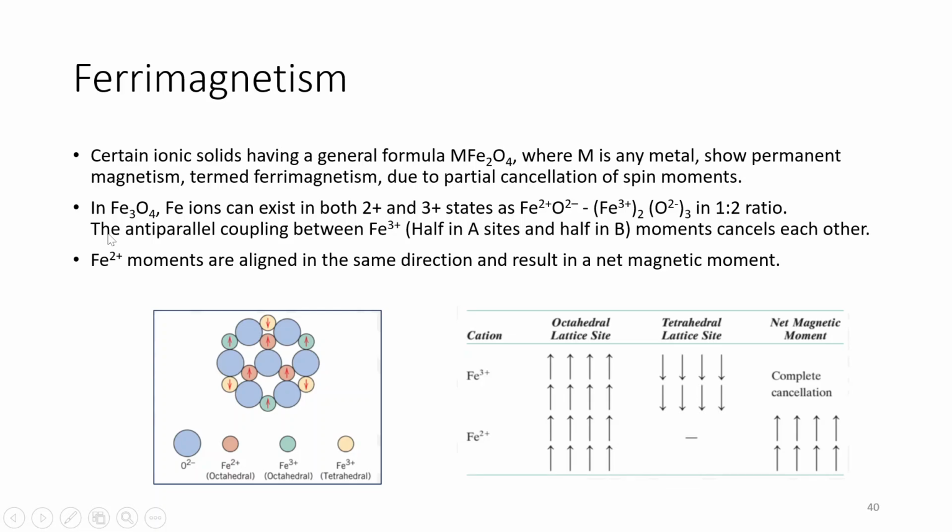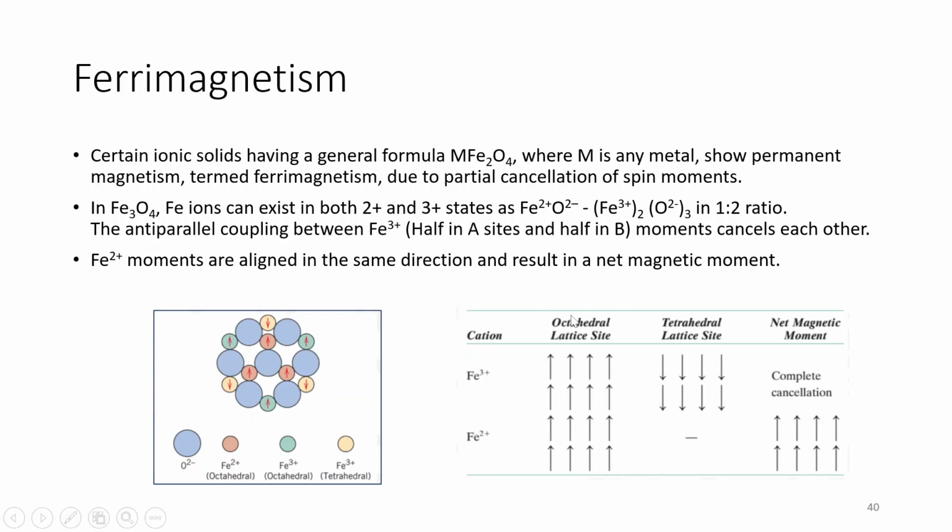The anti-parallel coupling between Fe3 plus, half in A sites and half in B sites, cancels out their moments. Here Fe2 plus moments are aligned in the same direction and result in a net magnetic moment.